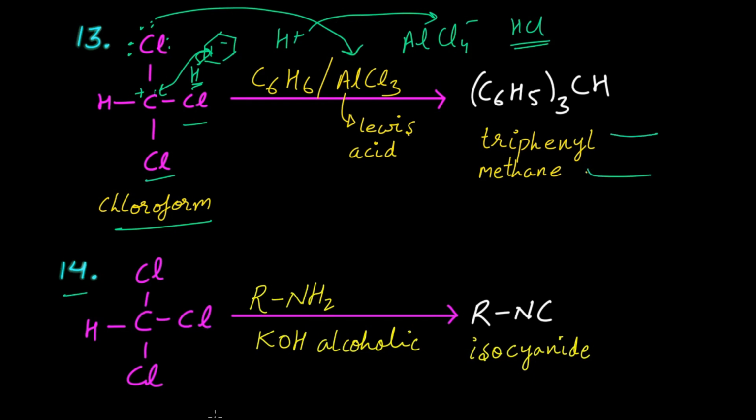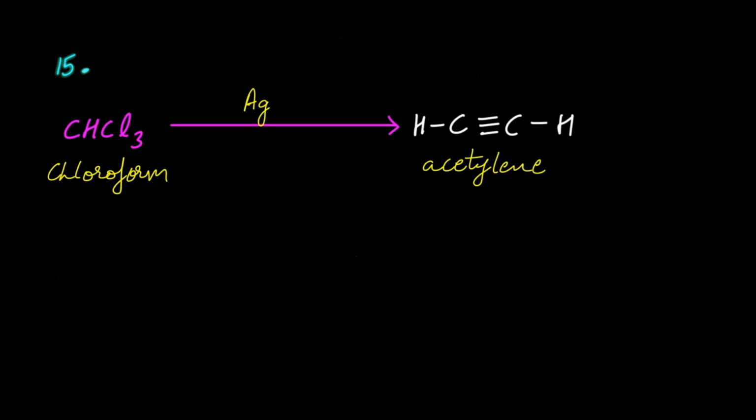The 14th one is when chloroform is treated with an amine, in the presence of KOH, alcoholic KOH, you are going to get isocyanide, right? Let's move to the next.